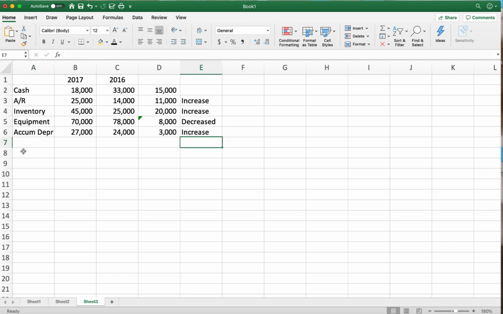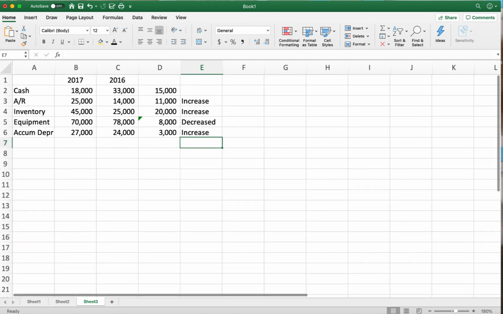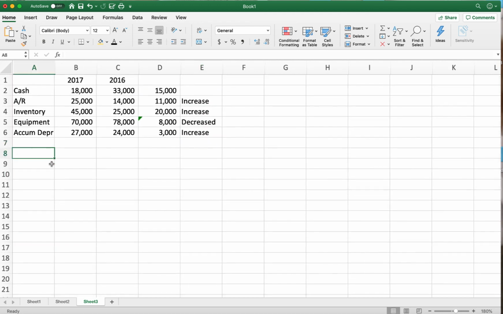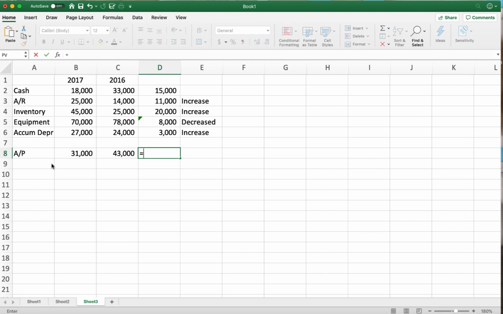Okay. Then we get down to the liabilities. So I'm going to look at accounts payable first. Accounts payable in 2017, final balance was 31,000. And the beginning balance was 43,000. So what happened here?